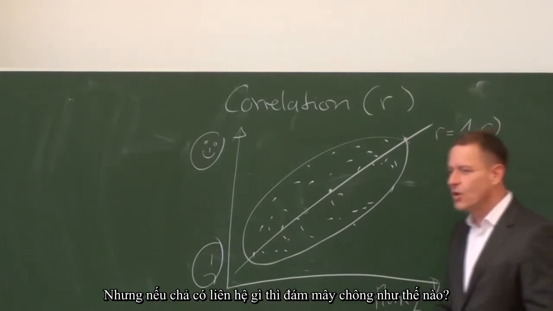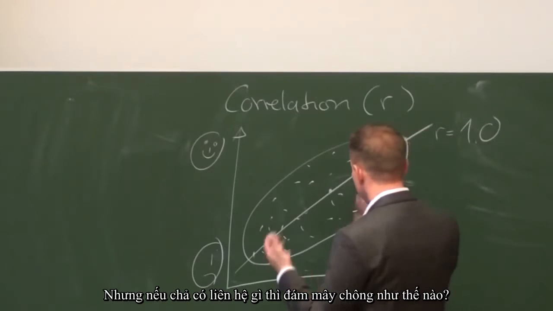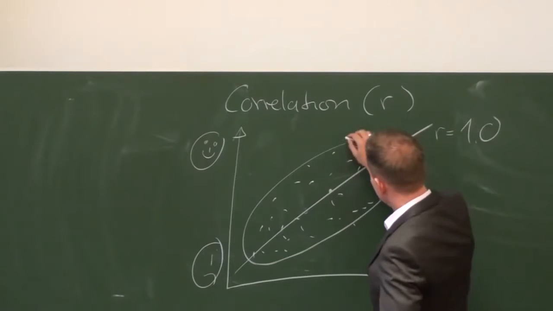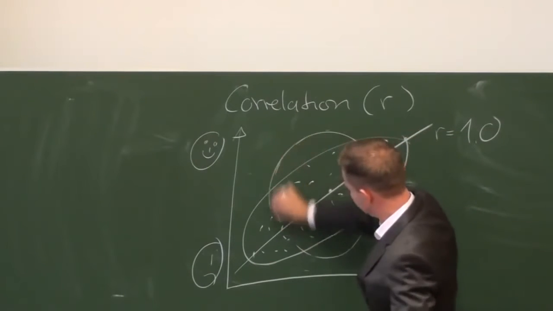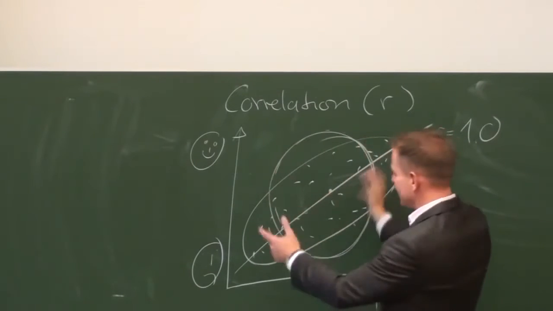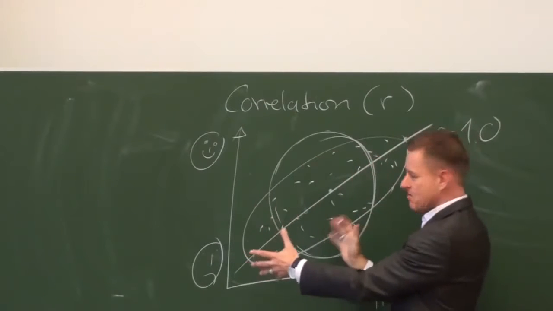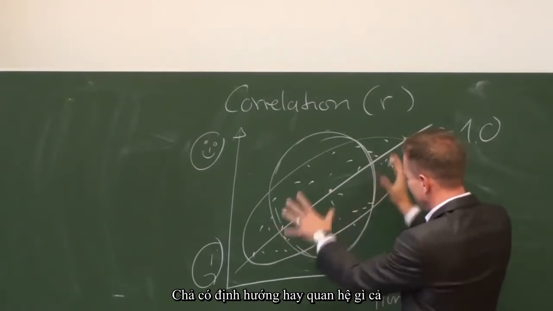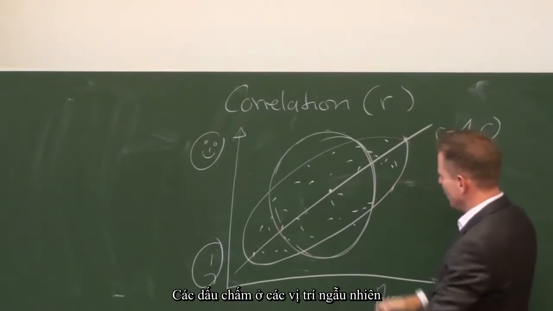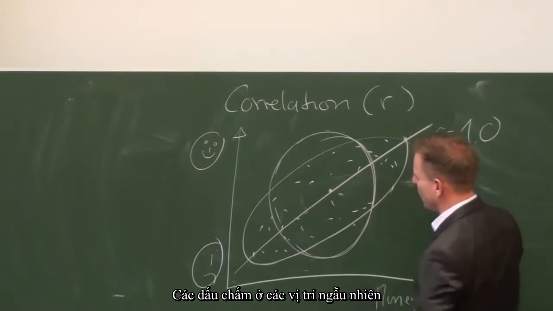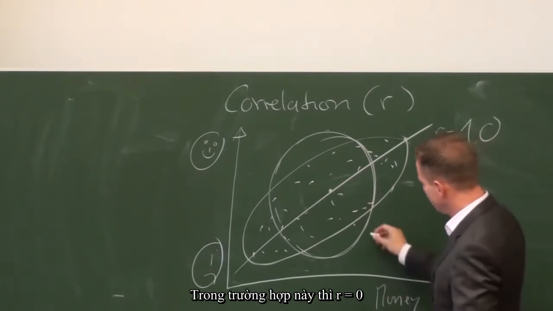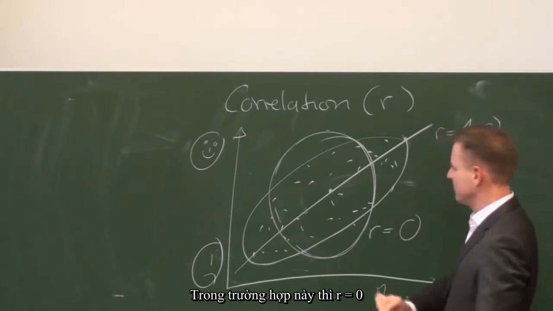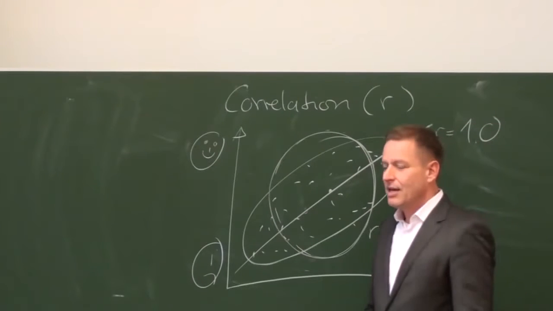If there would be no relation at all, how would this cloud look like? Yes, the dots would be spread around the middle somehow. No direction, nothing, no relation at all. Just a randomized cloud of dots. If this would be the case, correlation would be, yes, 0.